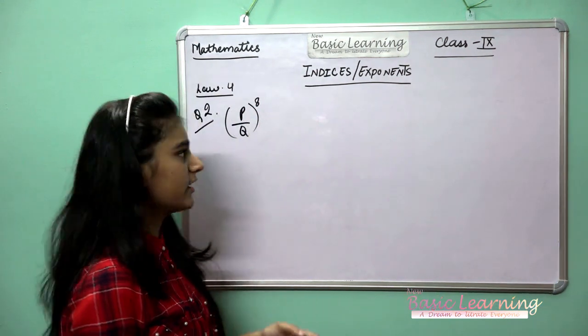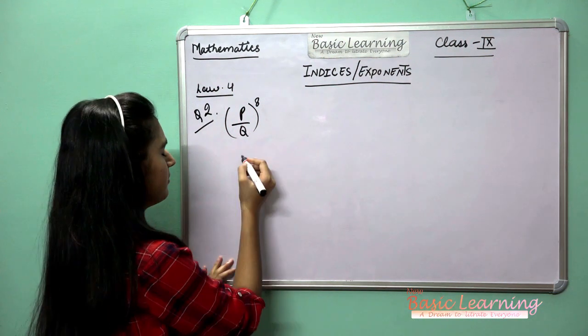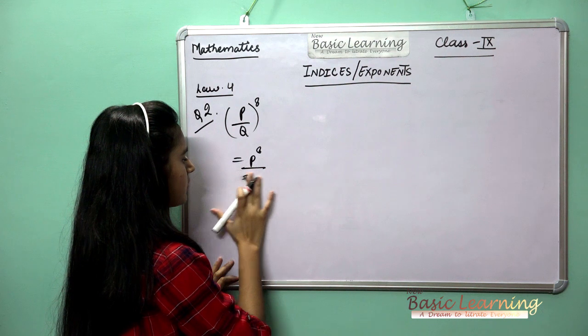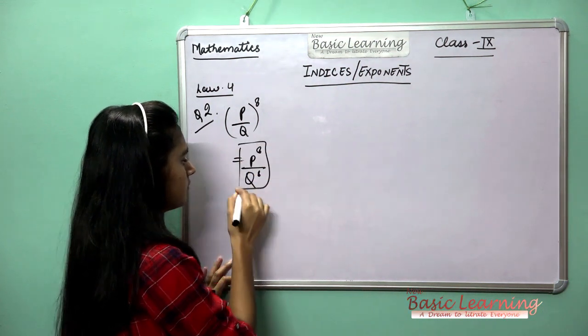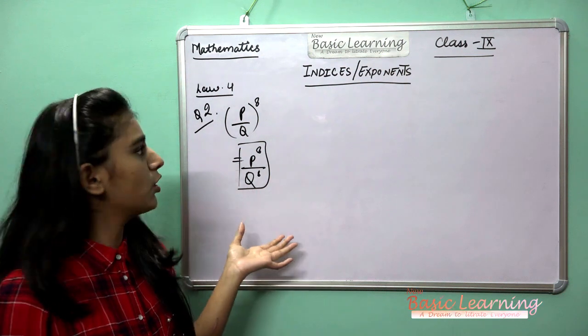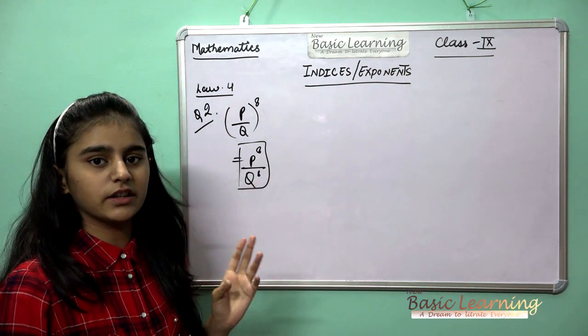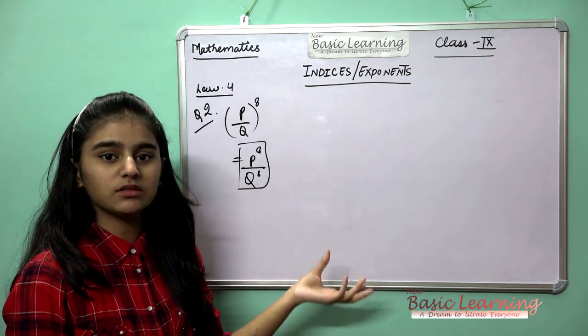Now the second question is (p/q)^8. This is also simple, it will be written only like this. This is q. So this law 4 is so simple and you can see the answer in the question only. You don't need to solve this, or you are not supposed to show the calculation also.